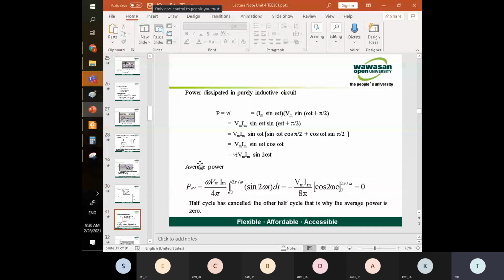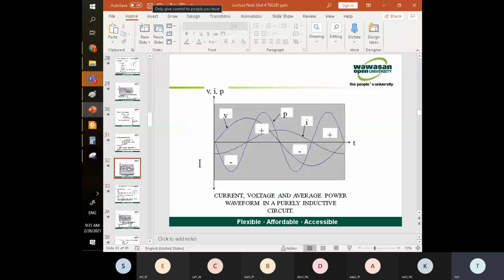Okay, and then we know that for the inductive load, the current will be lagging, right? The current will be lagging in the inductive load. You see the voltage here, the current is lagged by this phase, this degree lagging. The lower waveform here is the current. Voltage starts first, then later on the current starts. So it's lagging. Okay?